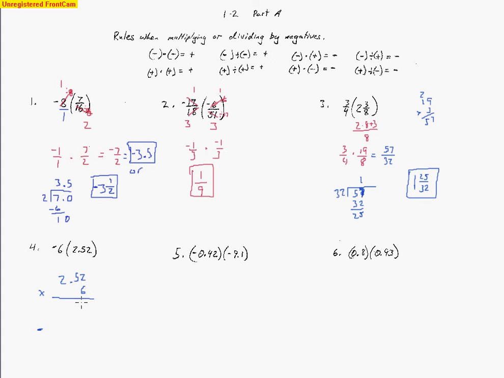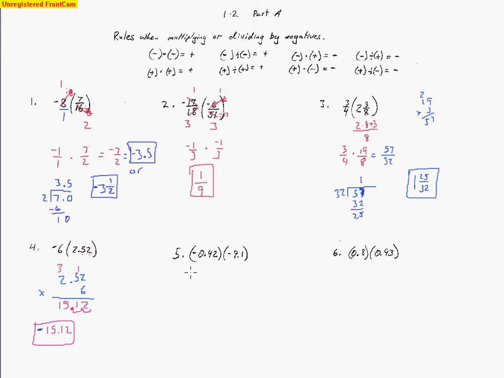6 times 2 makes 12. Carry the 1. 6 and 5 make 30, plus 1 makes 31. And then I have 6 and 2 make 12, plus 3 makes 15. Now the rule is, I'm going to move the decimal the number of spaces that are after the decimal point. So 2 places after, so it moves over 1, 2. So the decimal point goes there. So negative 15 and 12 hundredths. That's our answer.